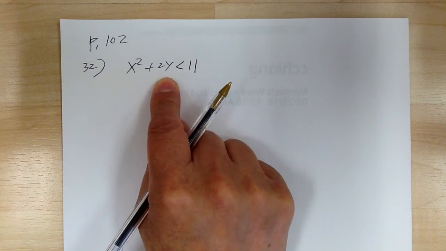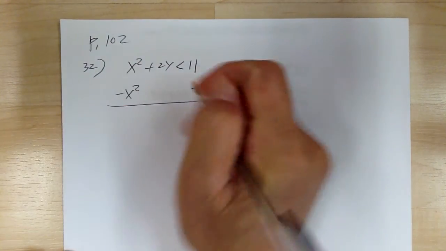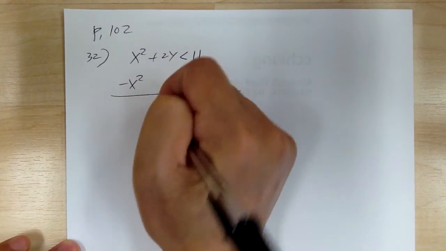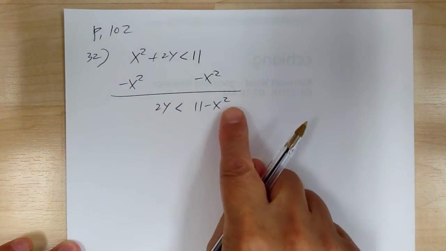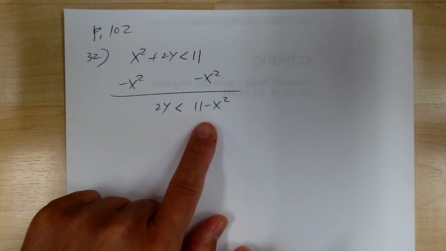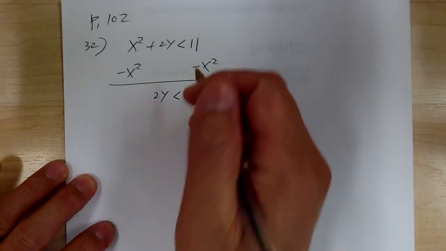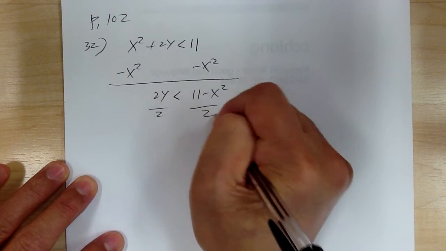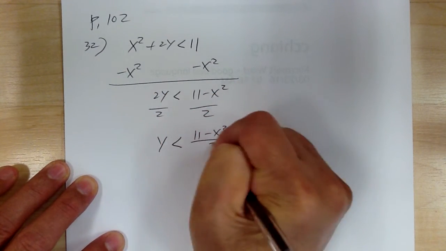So you want to solve for the easier variable. Okay, so minus x squared. So you're going to get 2y is less than 11 minus x squared. Again, you don't want to put the variable first because right now you just try to evaluate. If you want to get an equation, then yeah, you want to put it in the correct form. But right now you're not, so you don't care. Okay, so divide by 2. So y is less than (11 minus x squared) over 2.